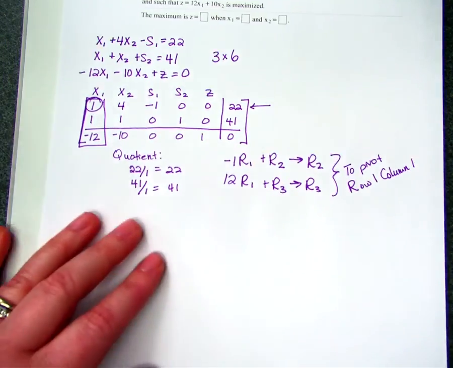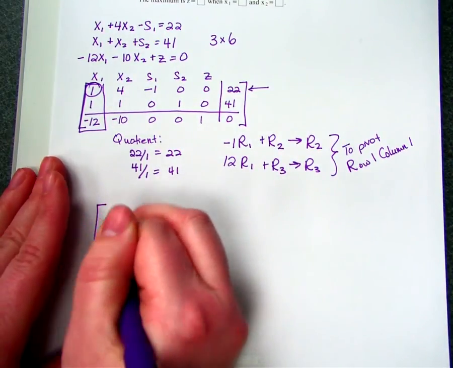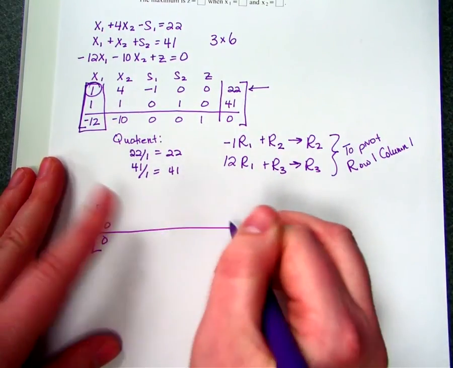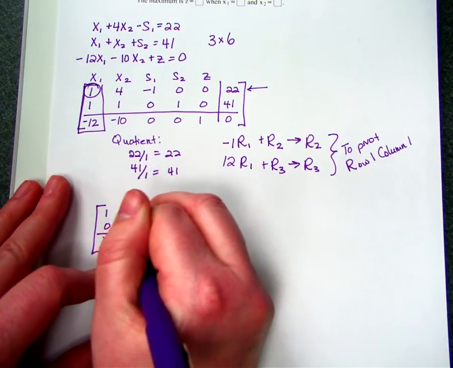And then write down the matrix that you have now yielded. Should look like this.